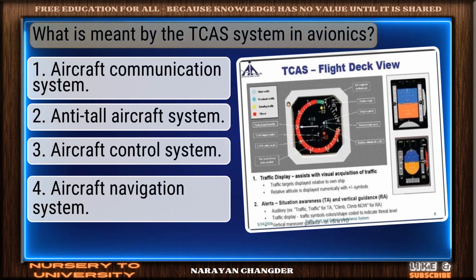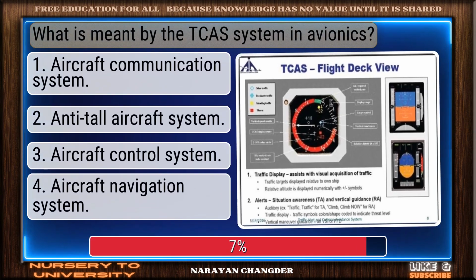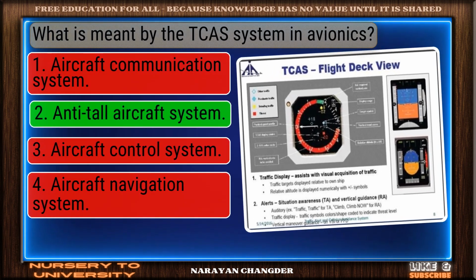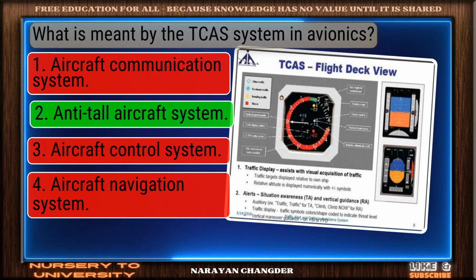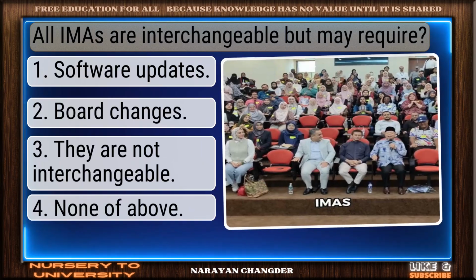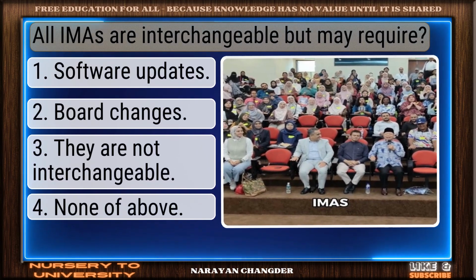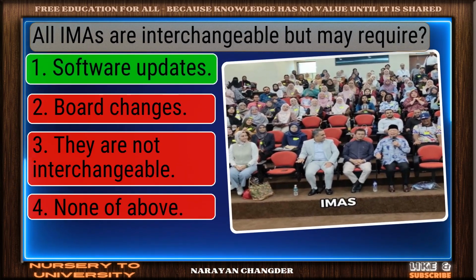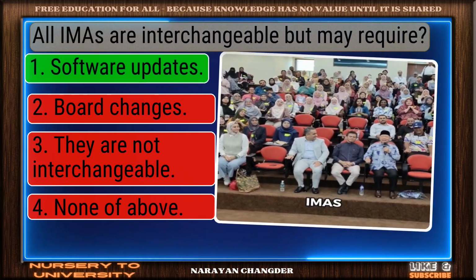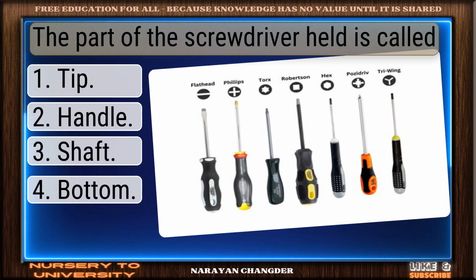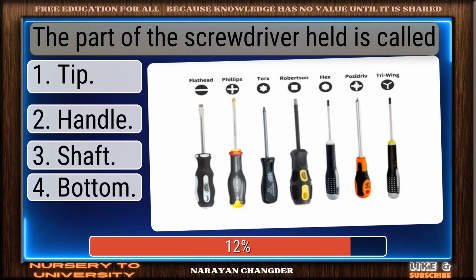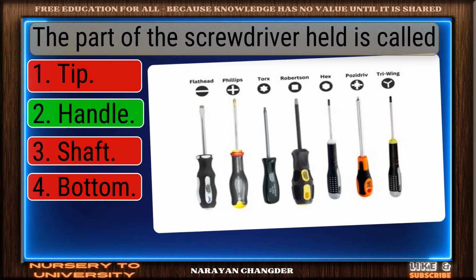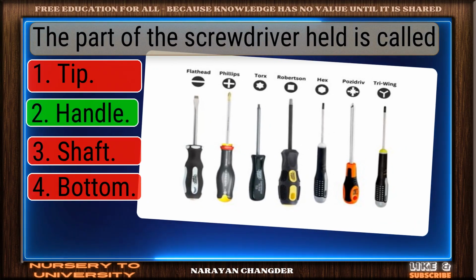What is meant by the TCAS system in avionics? Clear logic. Your choice, anti-collision aircraft system, is sound and 100% true. All LRUs are interchangeable but may require... You got it. Your choice, software updates, is right. The part of the screwdriver held is called... Excellent. Handle is a brilliant choice.